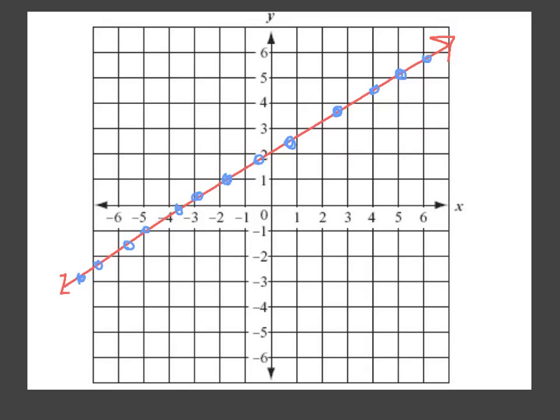Now, any point that is not on the line, such as this one down here, is not a solution. So none of these green points are solutions because they are not on top of the line. However, we don't always have a graph to tell us if something is a solution or not. Sometimes we have to use the equation.